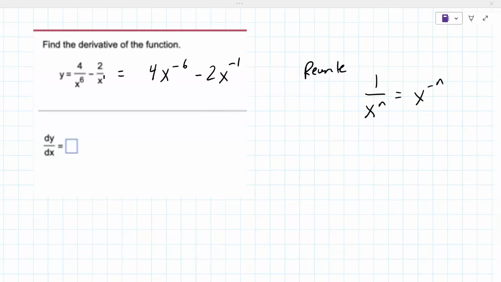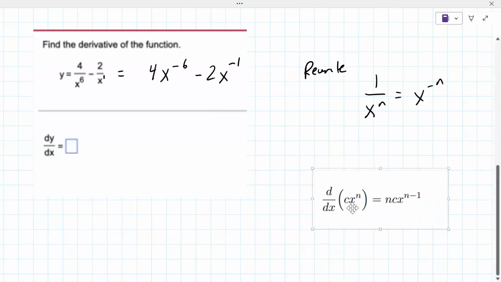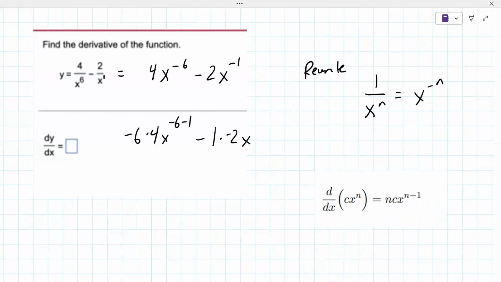We're using this common derivative on the right where it's a number c times x to the n. You bring the exponent down. So it's -6 times 4x, and then you subtract 1 from the exponent. You bring the exponent down times -2, x to the -1 minus 1. So this simplifies to -24x to the -7, +2x to the -2.